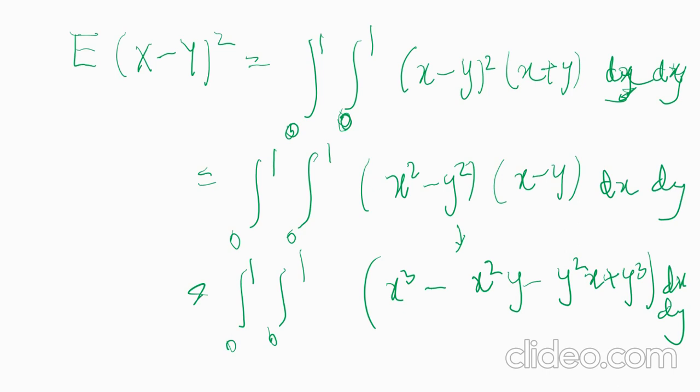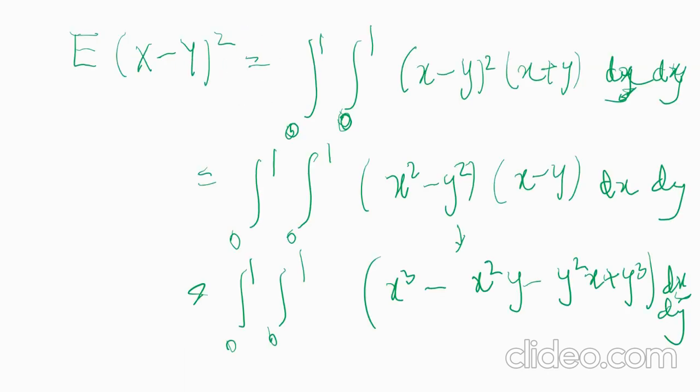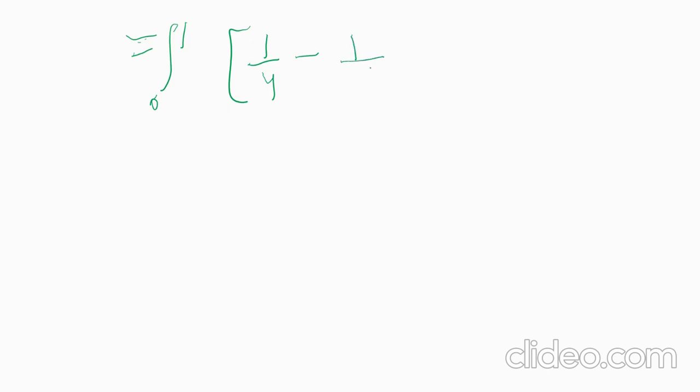So for now, firstly we are integrating with respect to x, so it will be 0 to 1. For x cube it will be x to the power 4 upon 4, and then at 1 it will be 1 by 4. Then x square, x cube upon 3, and then y square x square upon 2, and at last y cube x, which at 1 will be 1.